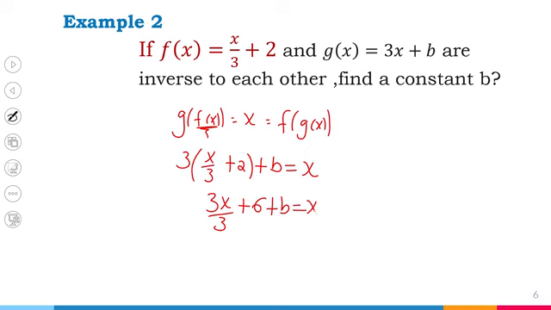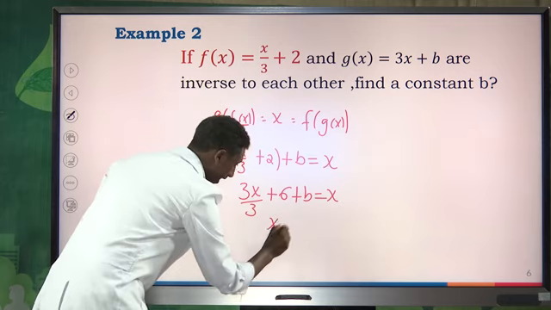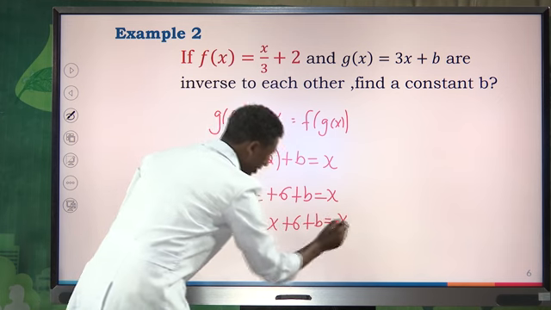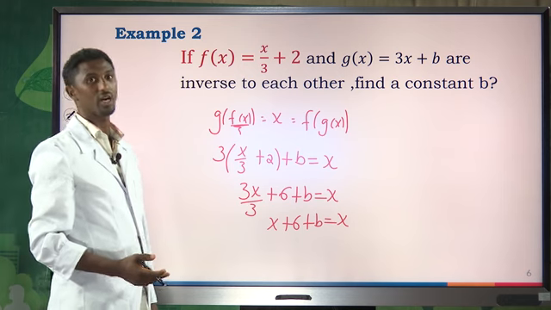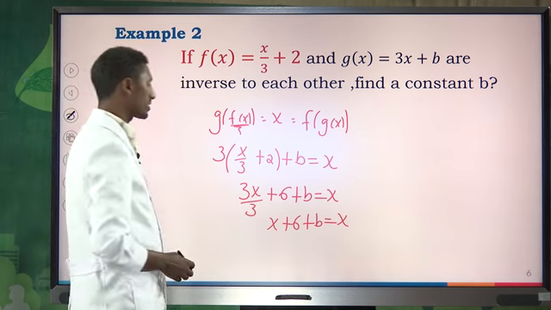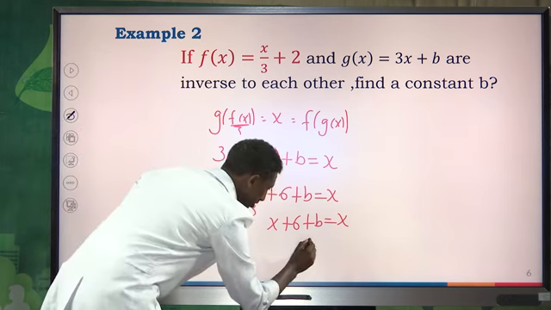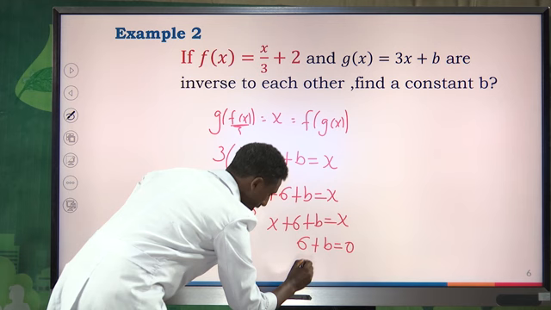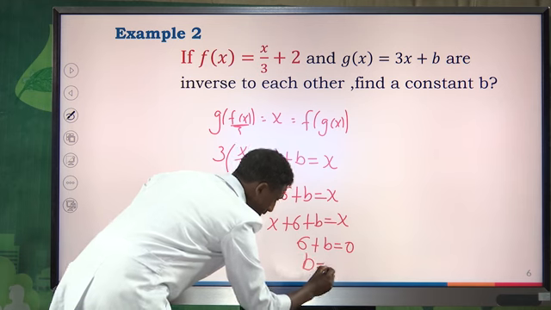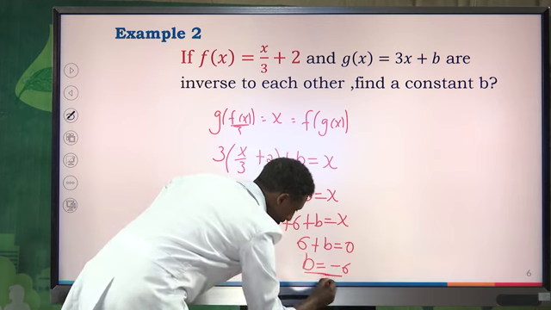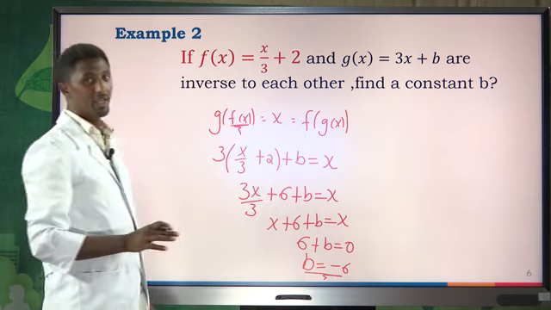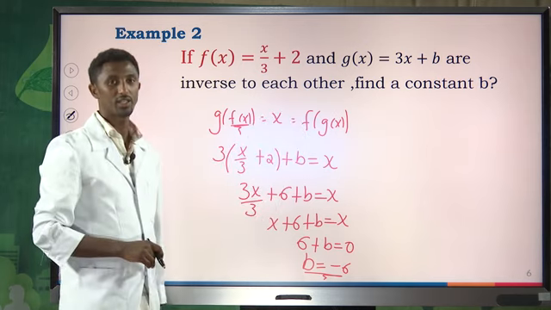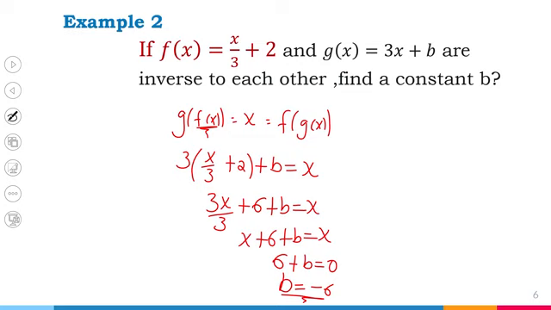We have this simple linear equation. So this is x plus 6 plus b equals x. Now we can cancel x on both sides, meaning we subtract x on both sides, so it reduces to 6 plus b equals 0. Then we can solve for b: b equals negative 6. This implies that for the functions f and g to be inverse to each other, the constant b must be equal to negative 6.